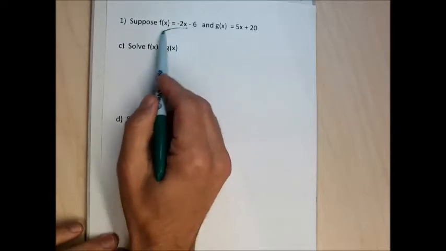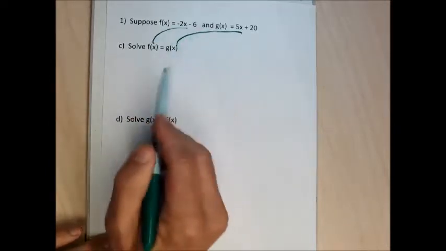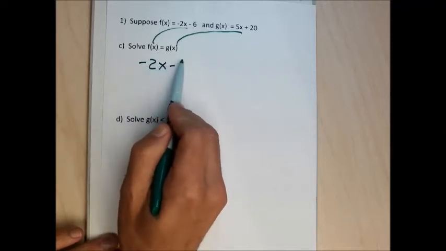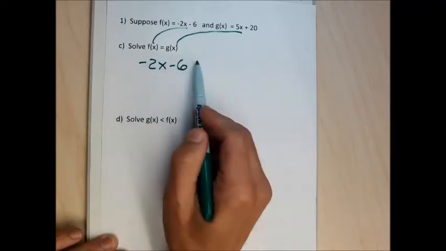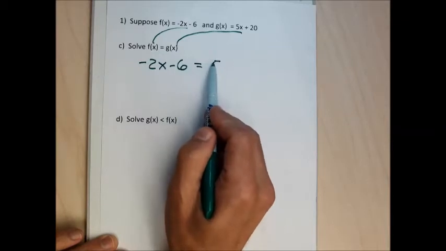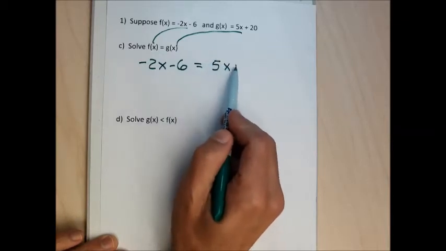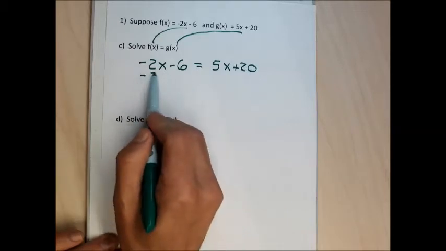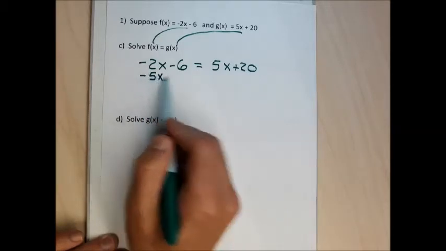Part C, same sort of deal. I'm just going to replace the f of x and g of x with what they're equal to and solve for x. So I'm going to take the negative 2x minus 6 and replace it with the f of x. The 5x plus 20, replace it with the g of x. And I'm going to solve for x. Maybe I'll get the x's on the left side because that's where most students tend to get them.